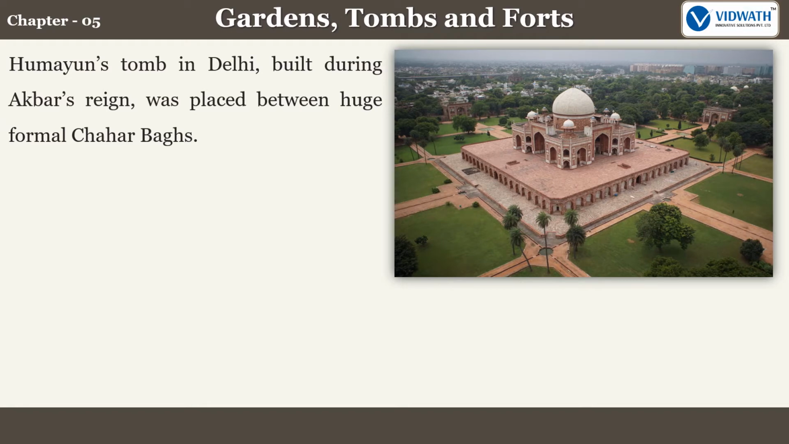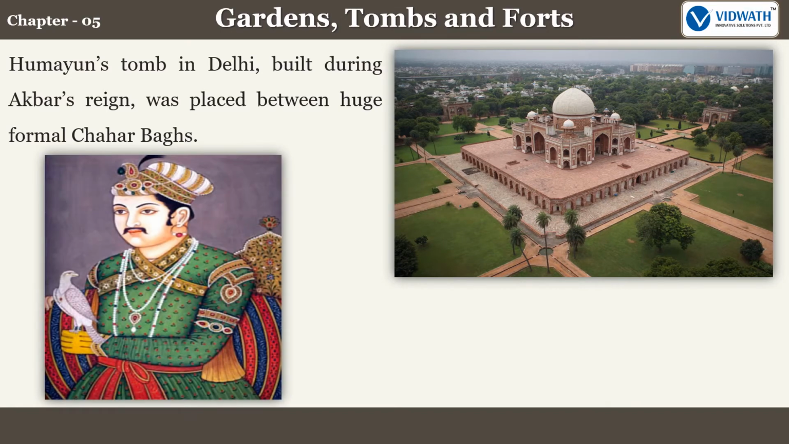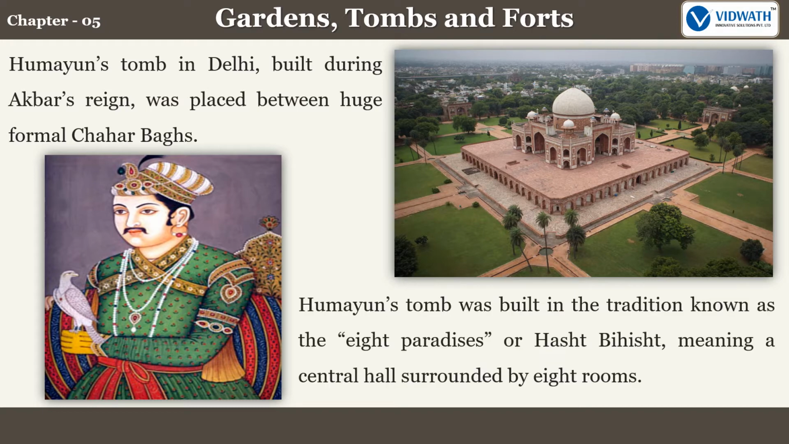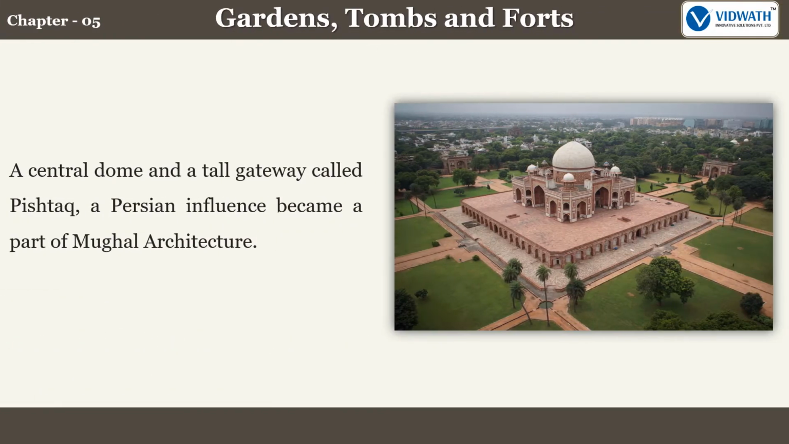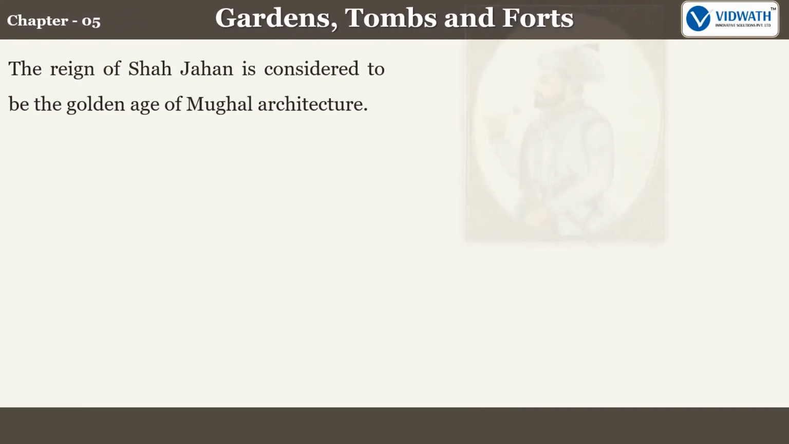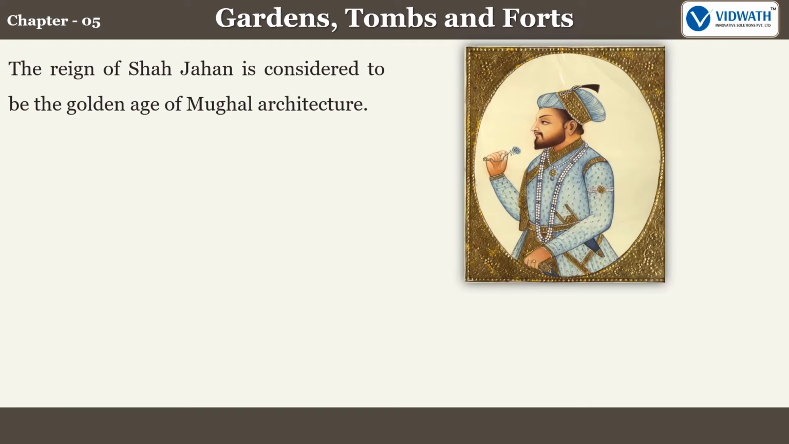Humayun's tomb in Delhi, built during Akbar's reign, was placed between huge formal Char Baghs. It was built in the tradition known as the Eight Paradises or Hasht Bihisht, meaning a central hall surrounded by eight rooms. A central dome and a tall gateway called Pishtaq, a Persian influence, became a part of Mughal architecture. The reign of Shah Jahan is considered to be the golden age of Mughal architecture.